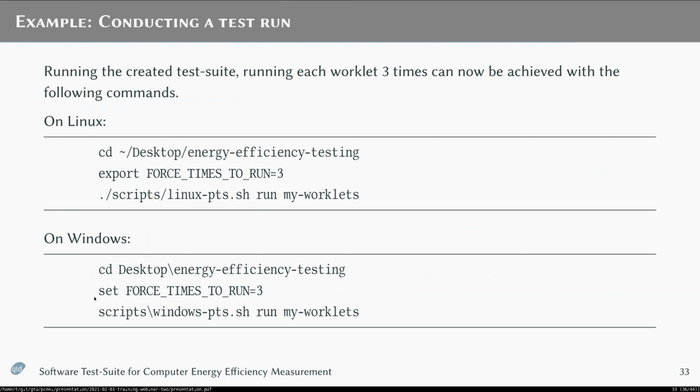I have an example for Windows and for Linux. For Mac OS X, it's basically the same as on Linux, except that you would write Mac OS X PTS instead of Linux. On Windows, you have to do the slashes in the other direction and use the set command instead of export for the environment variables. But apart from that, it's relatively similar.